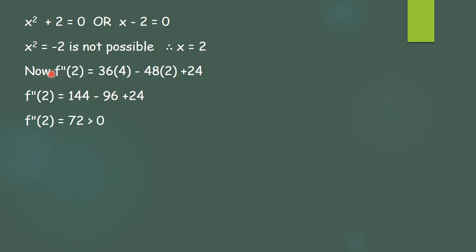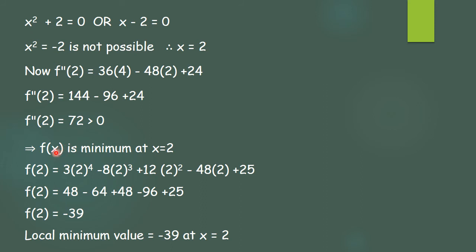Now we will check f double dash of 2. We have calculated f double dash, so replace x by 2. We get 36 into 4 minus 48 into 2 plus 24. After calculating everything, we get f double dash of 2 is 72. That is positive. Now we get for 2, the second order derivative is positive. It indicates that f of x is minimum at x equal to 2. Now we come to know that the value of f of x is minimum at x equal to 2.